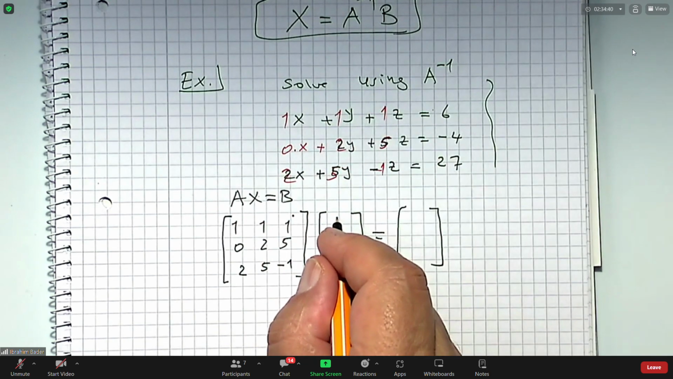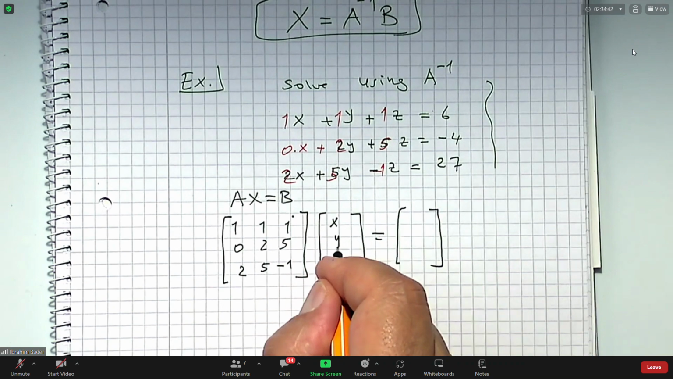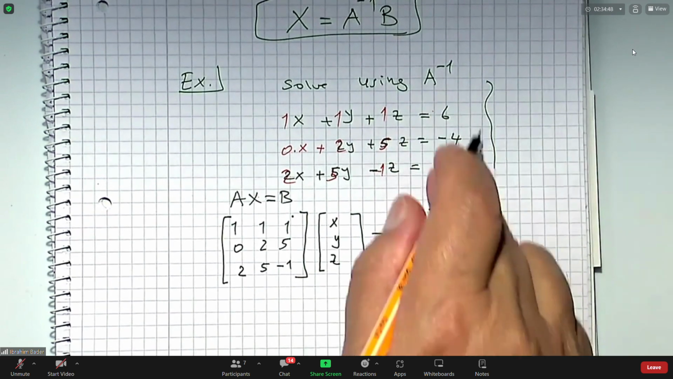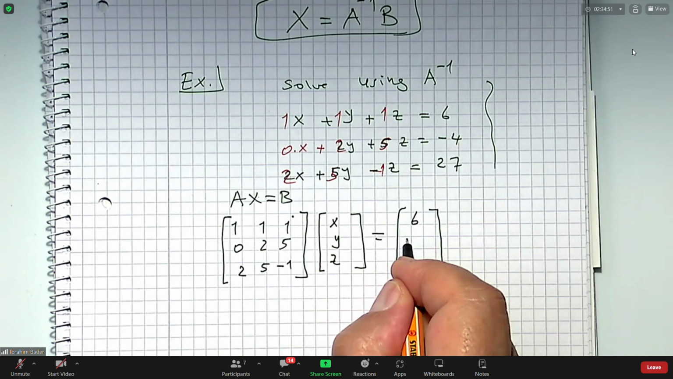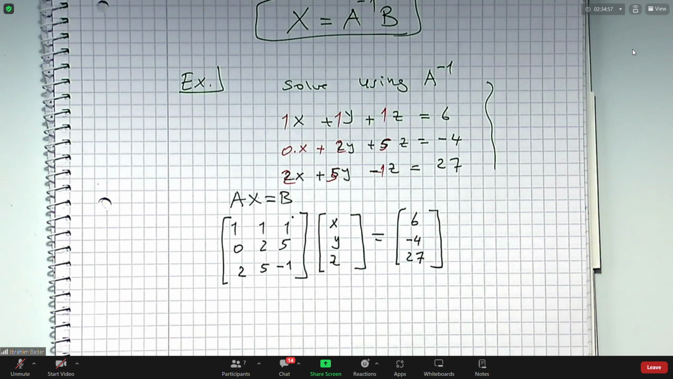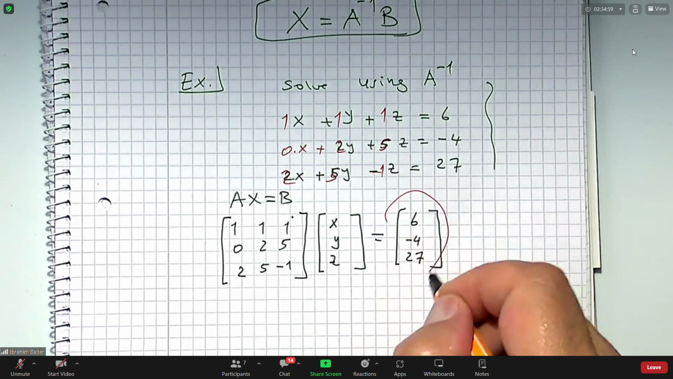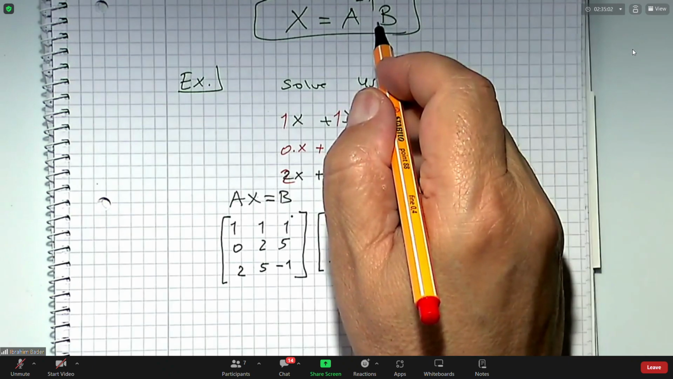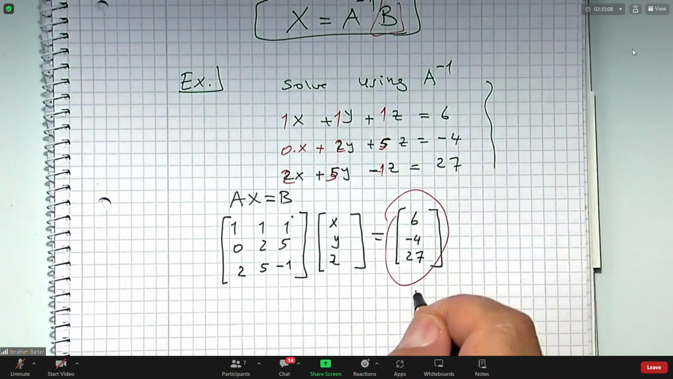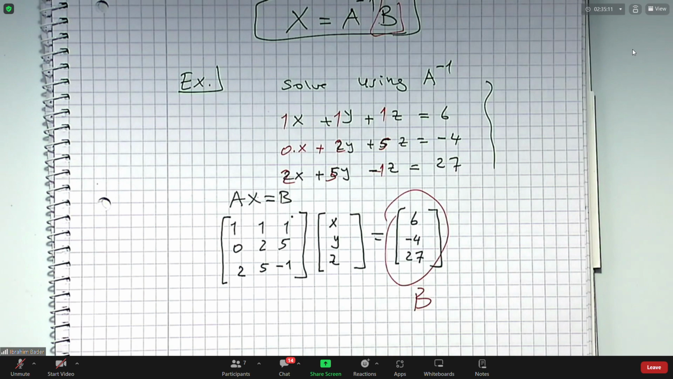So this is my capital X, if you like. So this is small x, small y, small z. It's the variables in one column. And here to the right, it's these values that we call just capital B. We will keep it to the end, after we evaluate the inverse. So this is B. After we evaluate the inverse, we will need this to evaluate the solution.